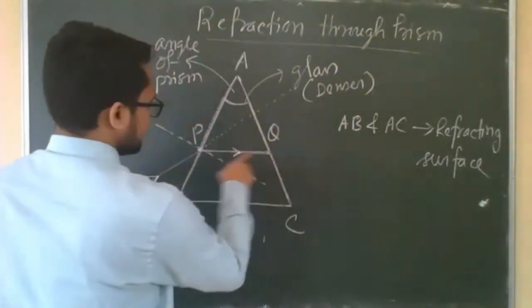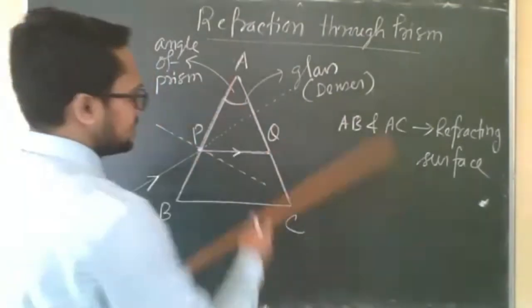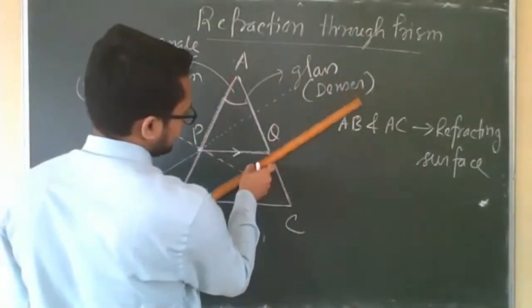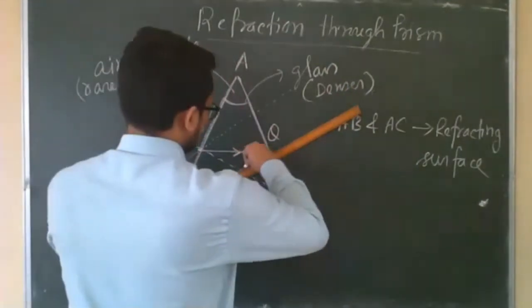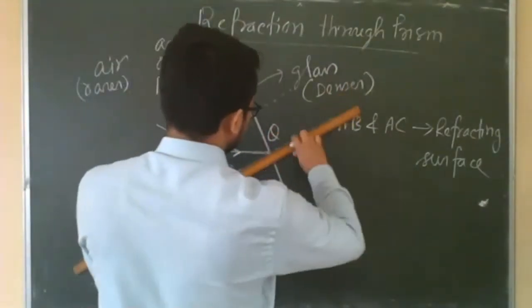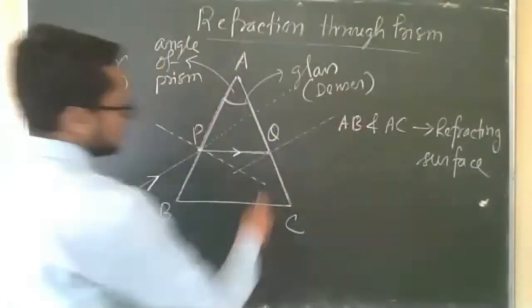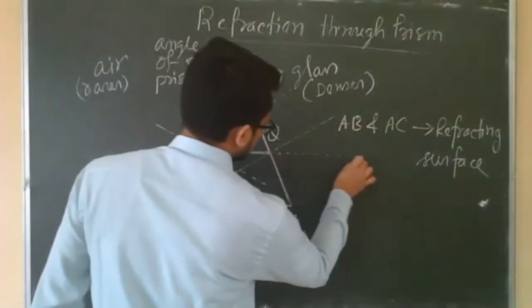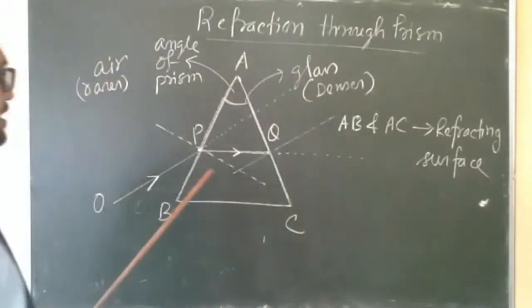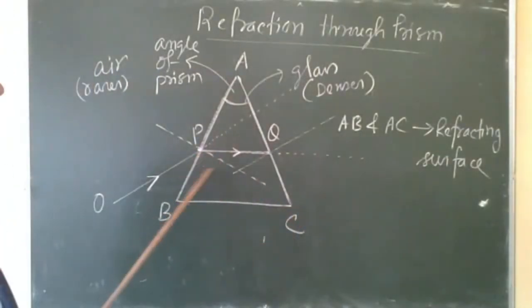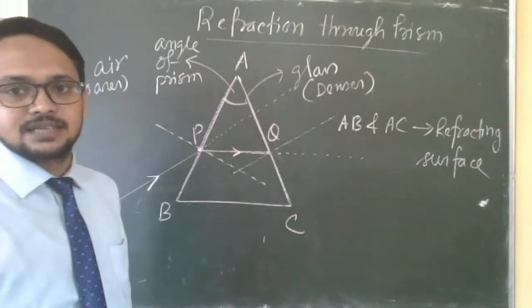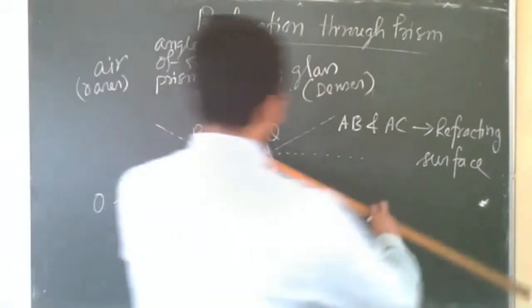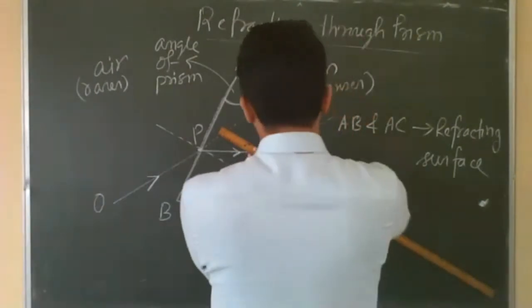Here, this is the refracting ray inside the prism. Again, draw the normal here. Always use your scale and draw the normal. This is the actual path. Now here it is going from glass to air. Glass to air means what? Glass to air means denser to rarer. Denser to rarer means it will bend away from the normal.